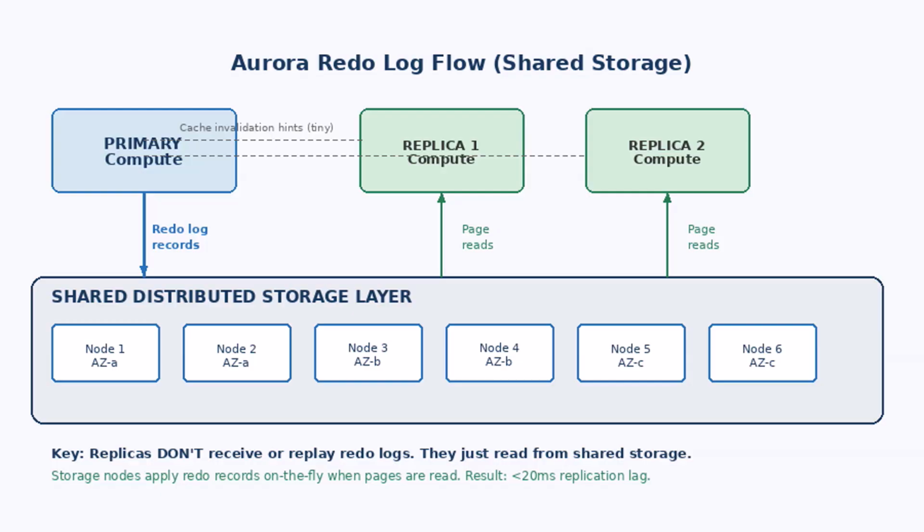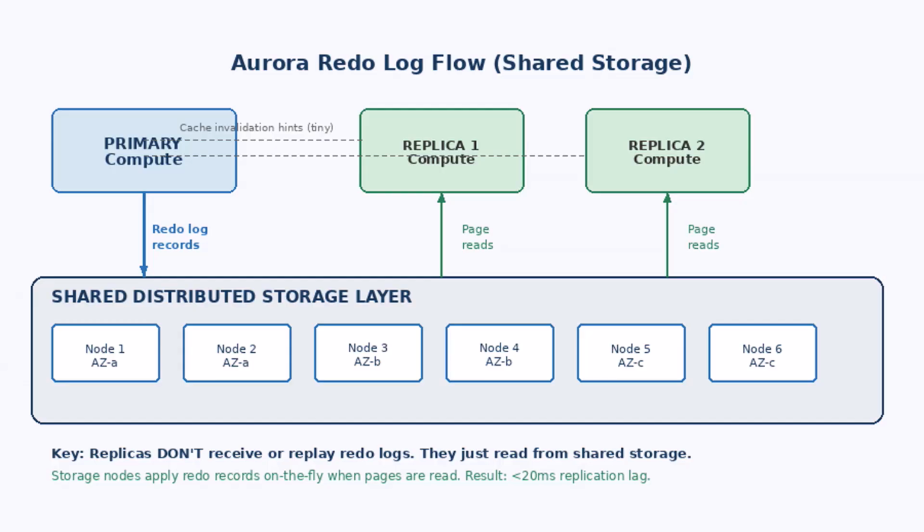Aurora separates compute from storage. All instances read from a shared storage layer, replicated 6 ways across 3 availability zones. The storage nodes are not dumb disks. They're programs with CPUs that understand database pages.